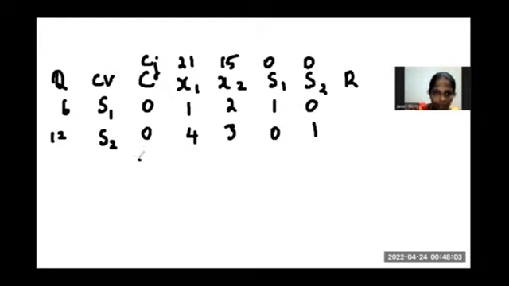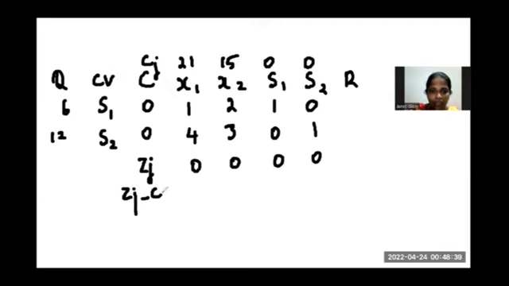Now let us introduce Zj. We obtain Zj by multiplying x1 with the contribution. So we multiply 1 with 0, 2 with 0, 1 with 0, and again 0 with 0. The values are 1 into 0 is 0, 2 into 0 is 0, 1 into 0 is 0, 0 into 0 is again 0. The next step in simplex function is that we want to find out Zj minus Cj.